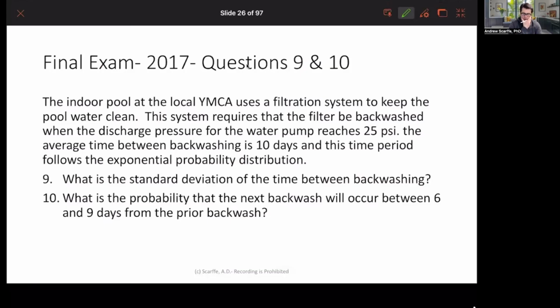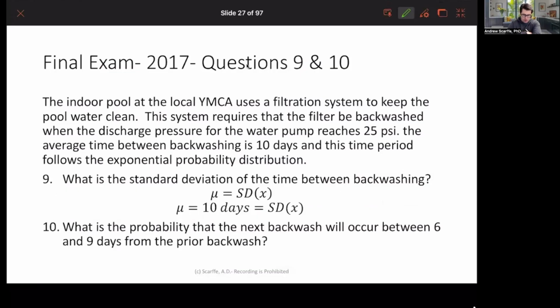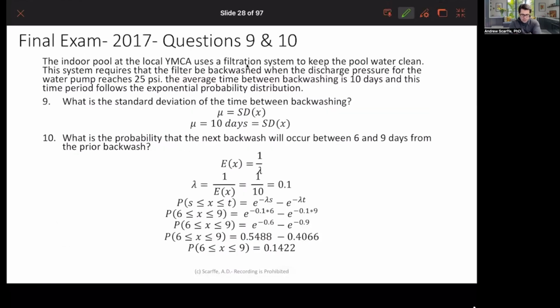So we're told that on average, there's one backwash every 10 days. Now, this isn't necessarily super useful. So the expected time is just equal to our standard deviation. In this case, the standard deviation is equal to our expected time between backwashes. So it's 10 days. That's how an exponential distribution works. But what is interesting then is what is the probability that the next backwash will occur between 6 and 9 days from the prior backwash?